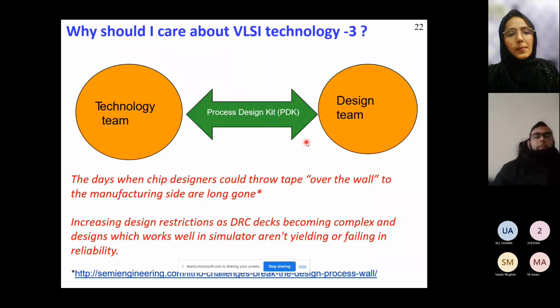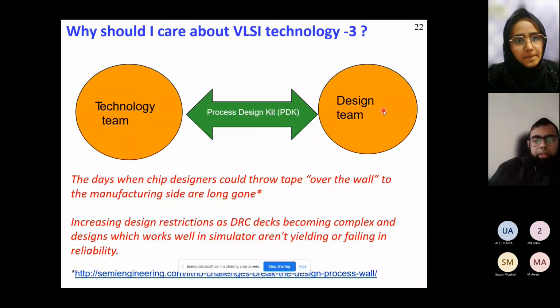So yeah, as I was talking about, there is a technology team and there is a design team, and they both work together. The design team sends a tape out to the technology team, they fabricate it and give it back to them, then there is feedback, and it runs like that.